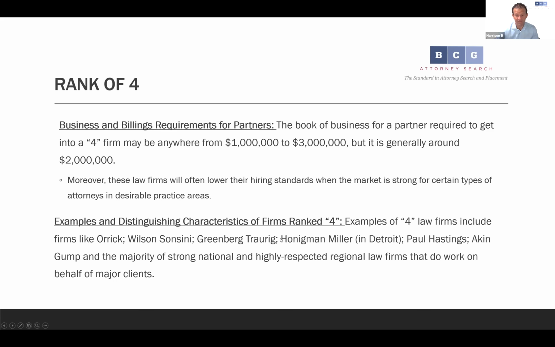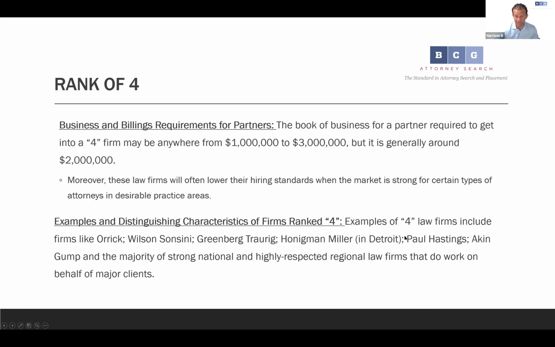And so some of these 5 firms, the more they expand, the harder it is for them to maintain their status as a 5 firm. It's very interesting to me. Paul Weiss is another one that's probably a 5. Honigman Miller, great firm in Detroit. It would be very hard. It's also a local firm. It has national offices, but it's an exceptional firm in Detroit.